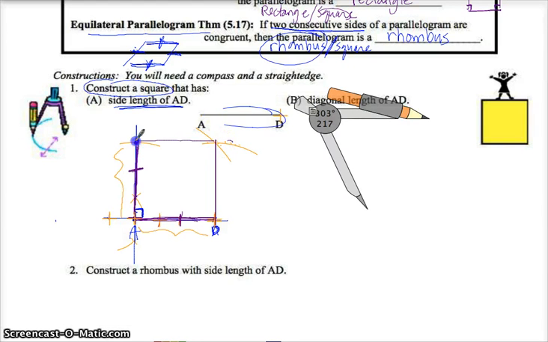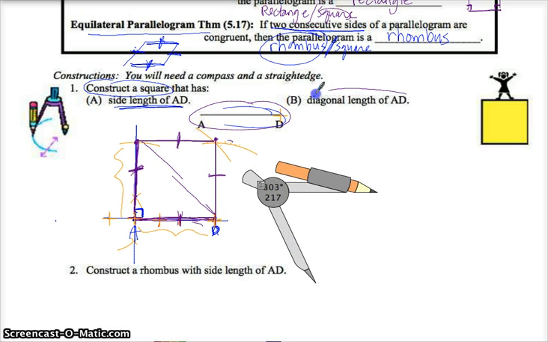So the 90-degree angle construction is the harder one. So you just do the diagonal length, measure your diagonal, and then measure this length, and then you get that point of intersection to guarantee your fourth vertex of your square. So there you have it. Here's a square with all side lengths AD. Okay, let's look at the second one.